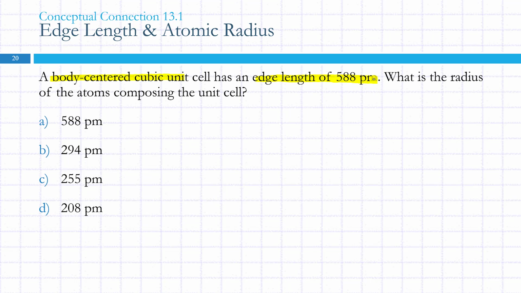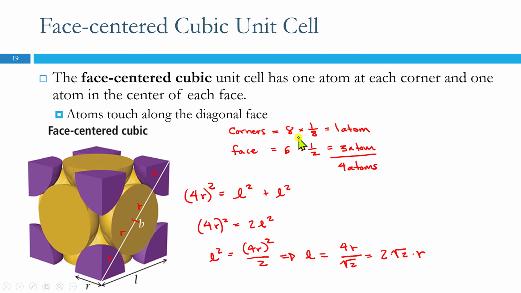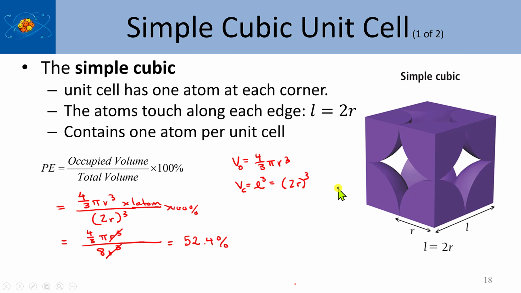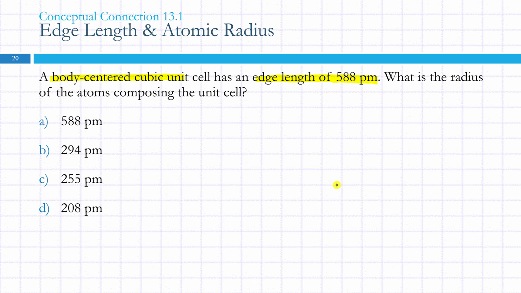So in solving this kind of problem, what we need to do is go find the right equation or rederive the equation based on our knowledge of the unit cell. Simplest thing to do is go look at body-centered cubic unit cells in this table. I would keep this handy if I were you. So body-centered cubic unit cell, 4r over the square root of 3 is the edge length. So L is 4r over the square root of 3.